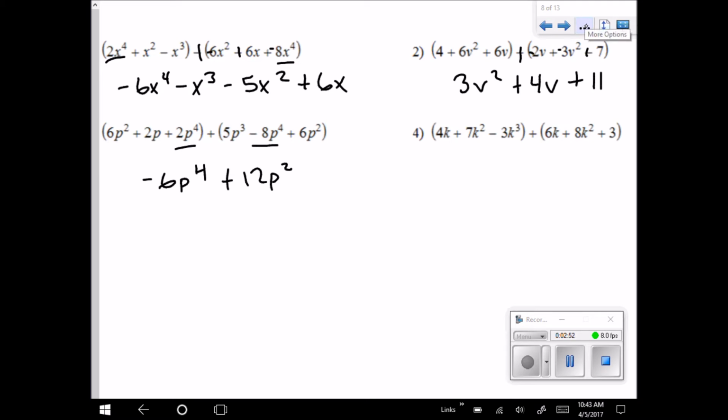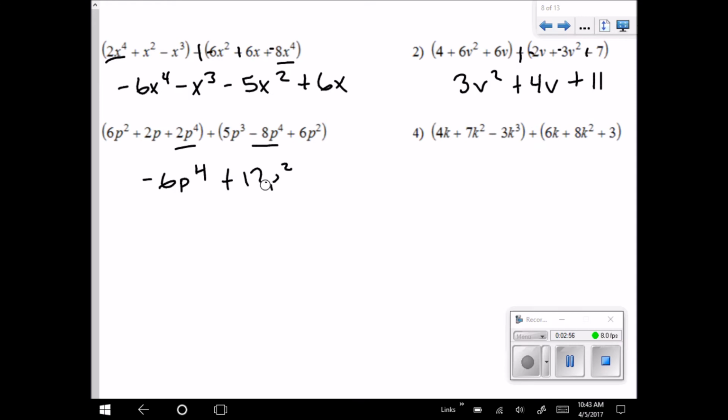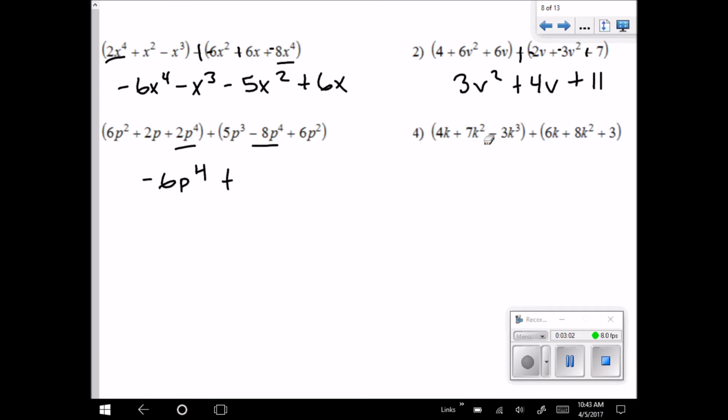I skipped a cubed term. So I'll erase this. Oh, that's the smallest eraser ever. Go back to my pen here. So we want our cubed term here. Do we have cubed terms over here? We don't, so it would just be 5p cubed. Then I could do my squared term, so plus 12p squared. And then I have a 2p there. So that would be the answer there.